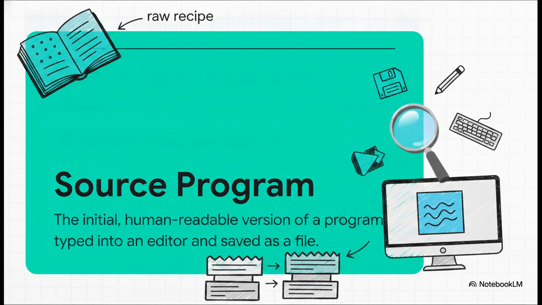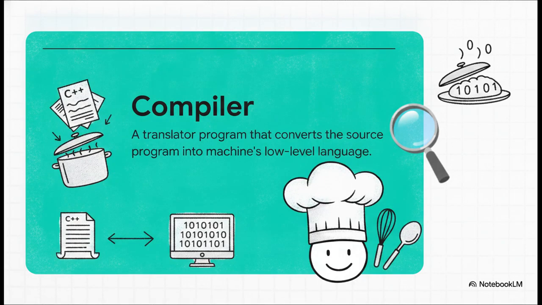Now, I want you to think of the source program as your raw recipe. It's the instructions you write out step by step in a language that you and I can easily read and understand. But here is the catch, and it's a big one. Your computer's hardware, its processor, has absolutely no idea what to do with this text. To your CPU, English words are meaningless. And that is exactly where this next vital piece comes in.